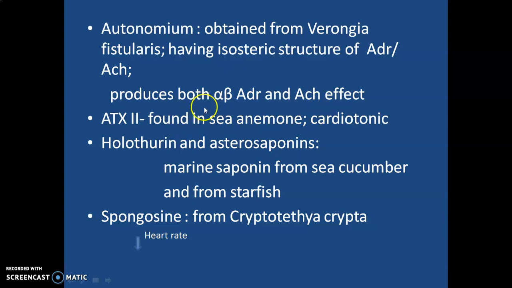ATX2 is obtained from sea anemone, which shows cardiotonic activity. The next compounds are holothurin and astaro saponin. These are saponins obtained from the sea cucumber and also from the starfish. Holothurin also shows a positive inotropic effect, that is a cardiotonic effect on the heart that enhances cardiac muscle contraction and regularizes the heartbeat. Spongocin, which is obtained from Cryptotethya crypta, reduces the heart rate.